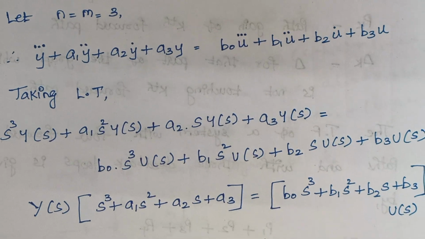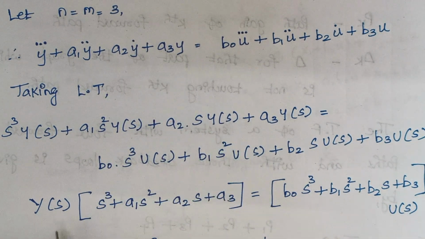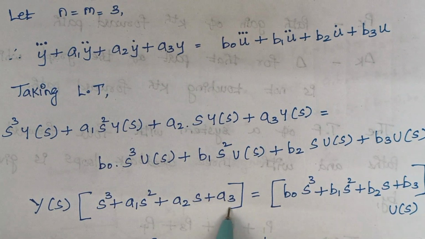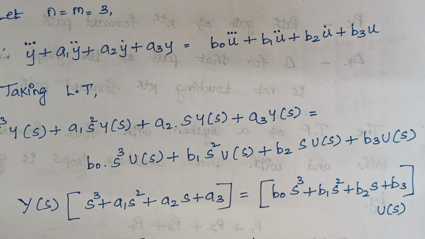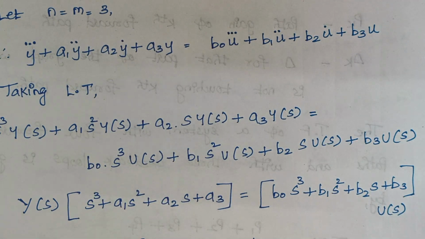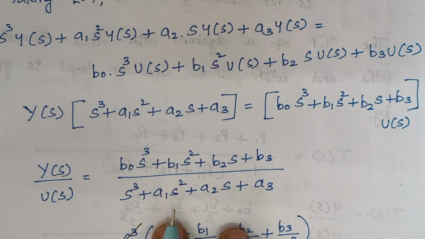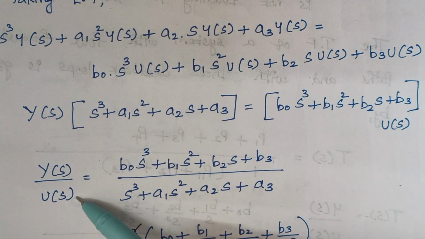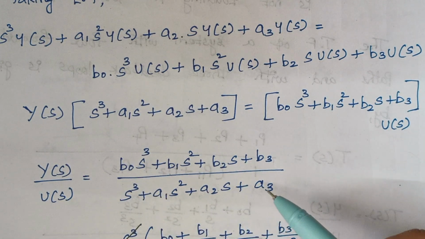And the next step is here we are taking y of s term commonly outside. When you take y of s commonly outside, the remaining terms are arranged like this, right? Similarly, here we are taking u of s outside. So when you take u of s outside, these are the remaining terms here. And next, as we all know, the ratio should be in the form of output to input, right? So y of s is the output and u of s is the input. So y of s by u of s is of this form.